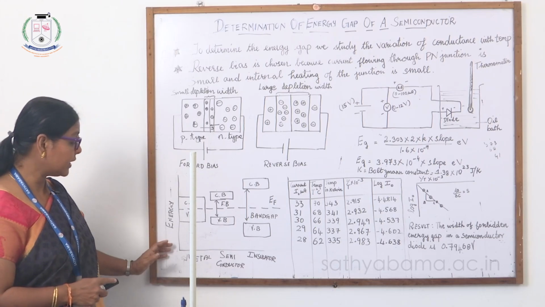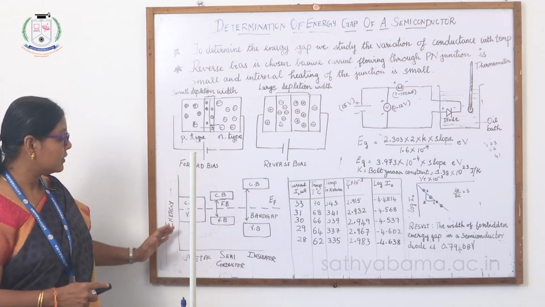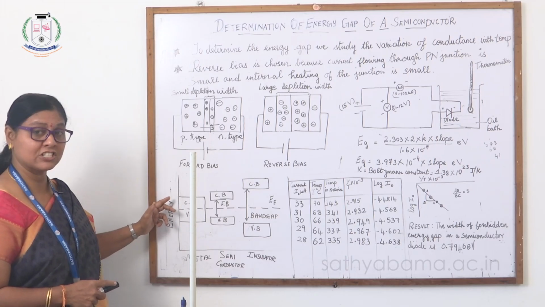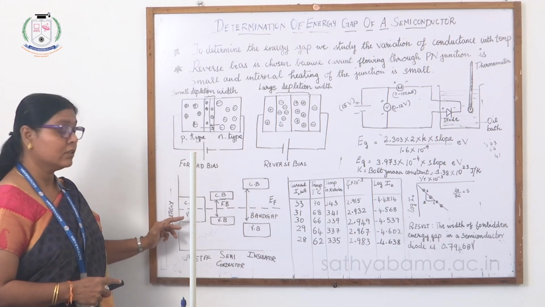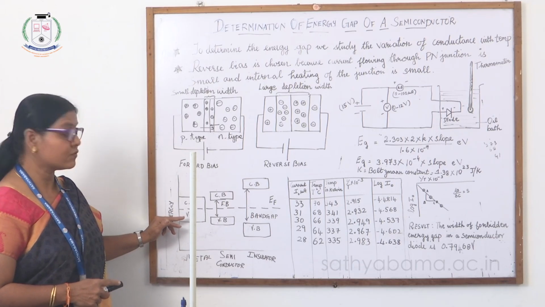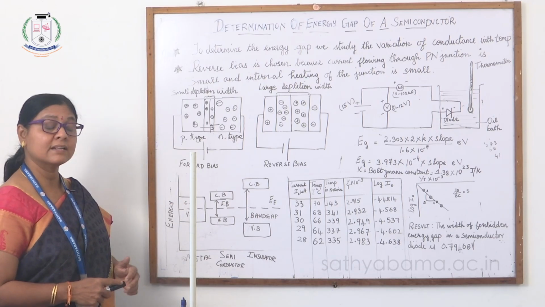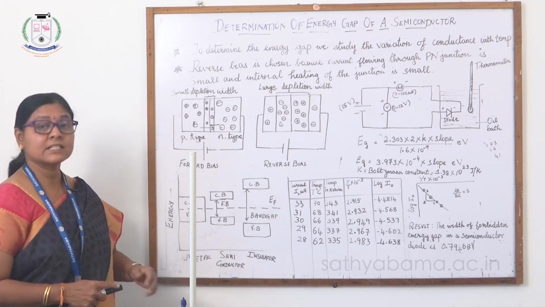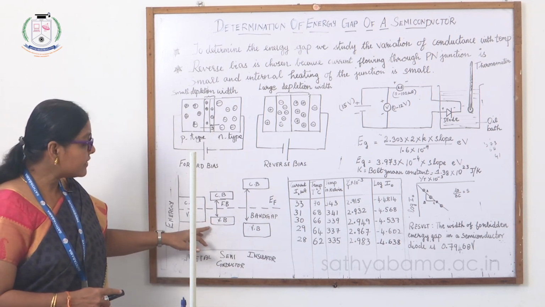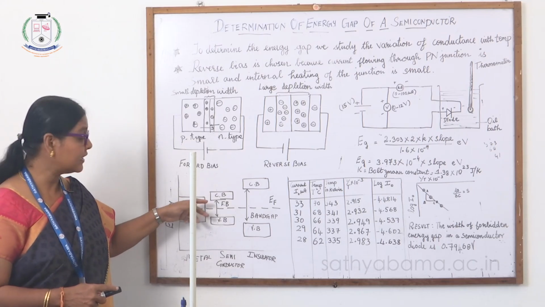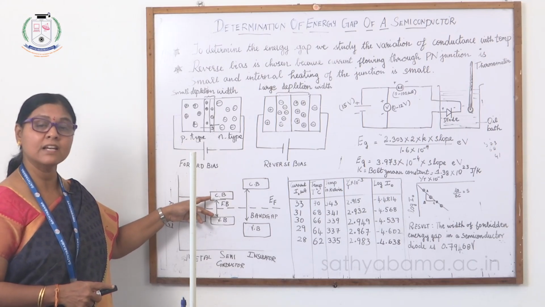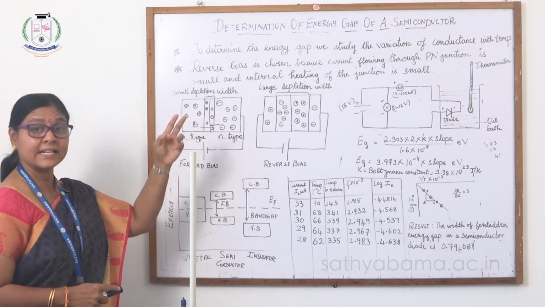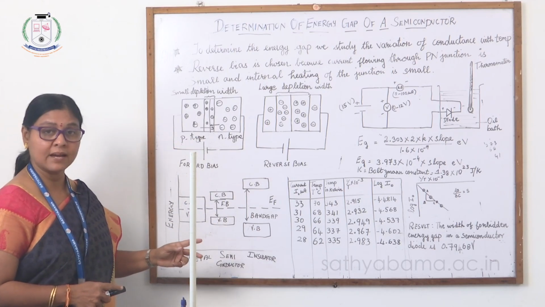Now, as we know, in the case of metal, the valence band and the conduction band are close to each other. Therefore, the movement of electrons from the valence to conduction band is very easy. Whereas in a semiconducting material, the valence and the conduction band are separated by a small energy gap, which you call the band energy or the energy gap.